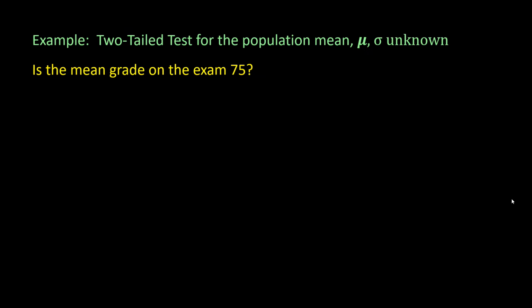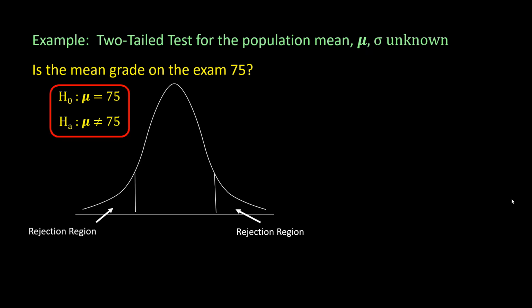In this example, we're going to see if the mean grade on an exam is 75. Our null hypothesis is the status quo, that the mean is equal to 75, and the alternative hypothesis is that the mean is not equal to 75. Remember, the alternative hypothesis is always counter to the null. Because this is equal to or not equal to, this is considered a two-tailed test, and therefore we have two areas of rejection and one area of non-rejection.